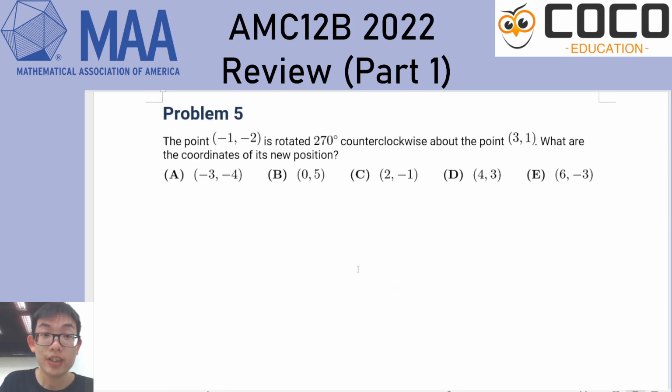Question 5. The point -1, -2 is rotated 270 degrees counterclockwise. This is just 90 degrees clockwise. About the point 3, 1, what are the coordinates of its new position?